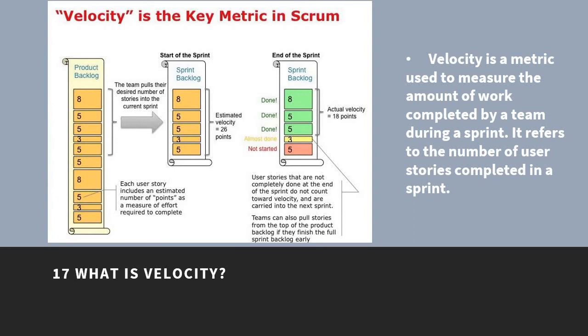What is velocity? Velocity is a metric in Scrum that is used to measure the amount of work completed by the team during the sprint. It refers to the number of user stories completed in the sprint.